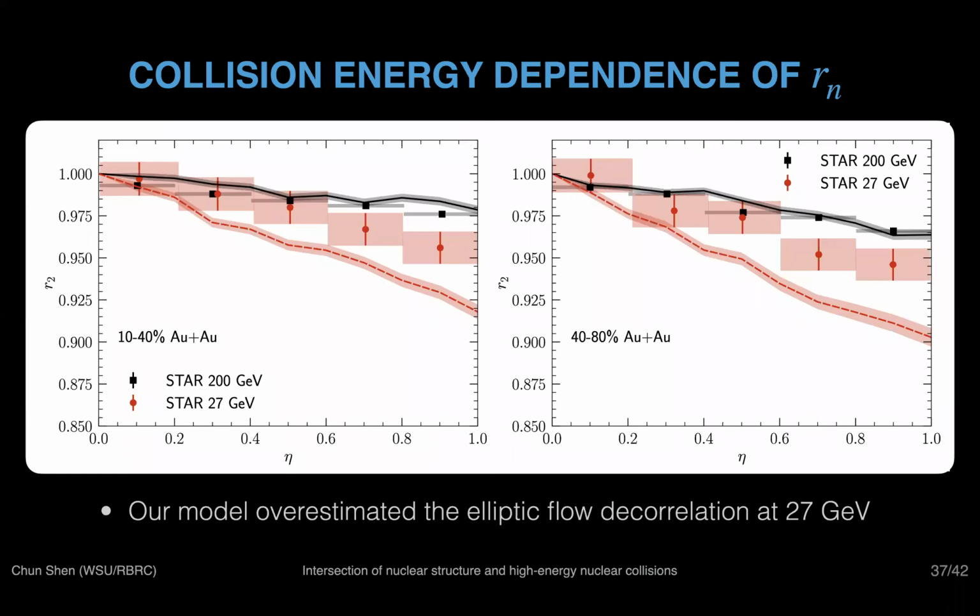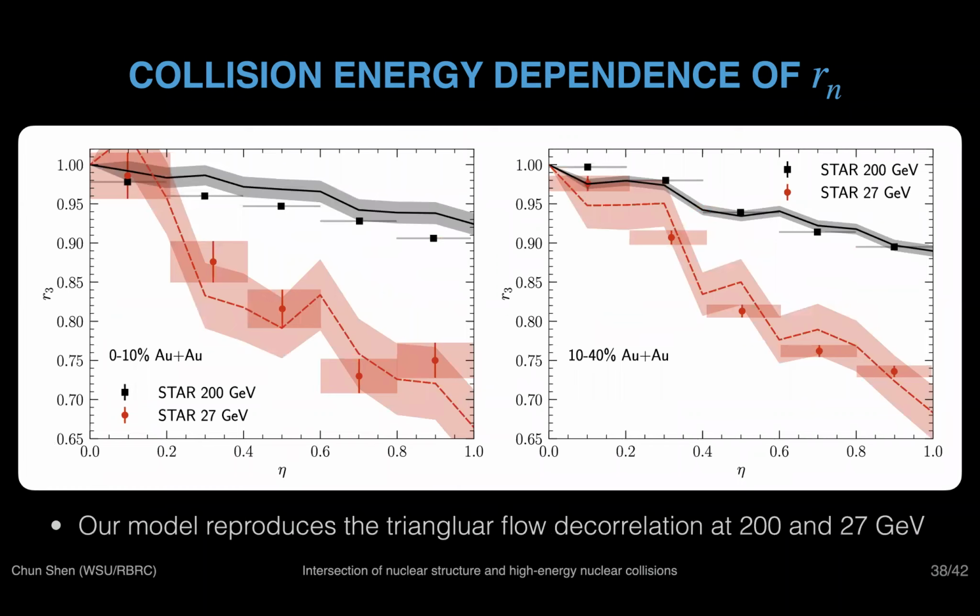Now we can compare with data. First we look at Au-Au collisions at two different energies, 200 and 27 GeV. Here is R2 for two centrality bins: left is 10 to 40, right is 40 to 80. You can see that the Au-Au collision at 200 GeV compares quite well to data. If we use the same parameters and go down to 27, we overestimate the decorrelation a little bit, at least in this current model. I'm still trying to figure out whether we can improve the 27 GeV result and get a slightly better energy dependence. But right now it seems that the model overpredicts the decorrelations as you go down to lower energies, but not by too much.